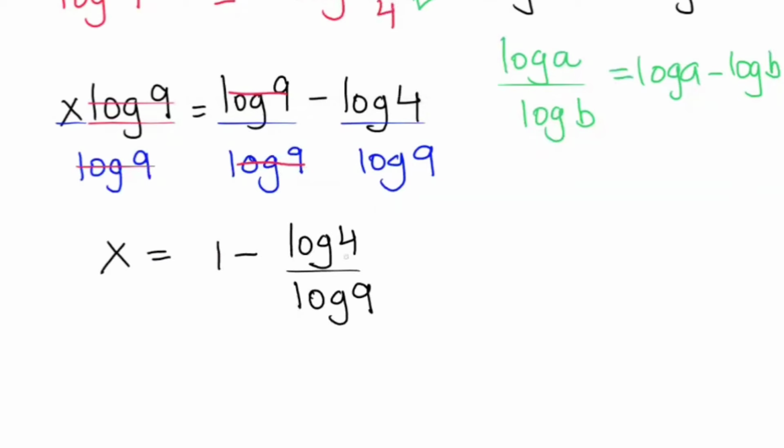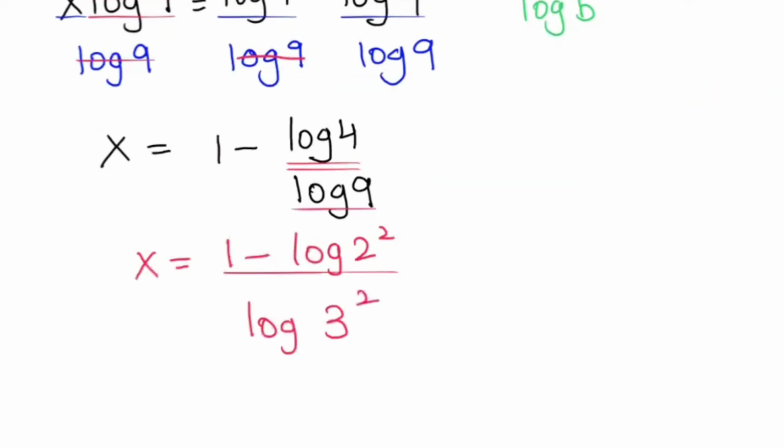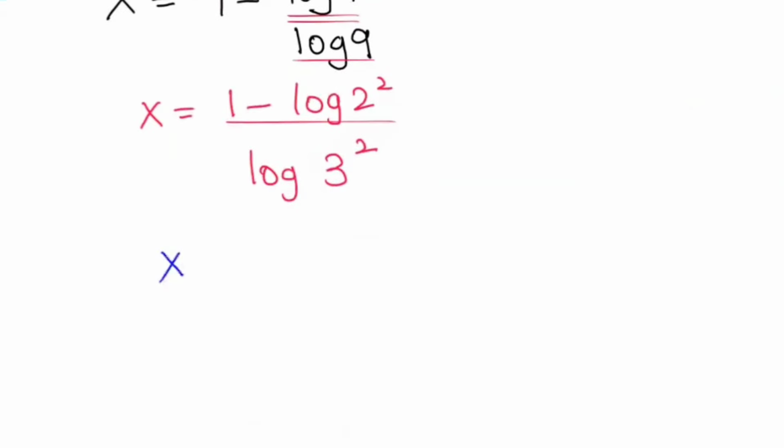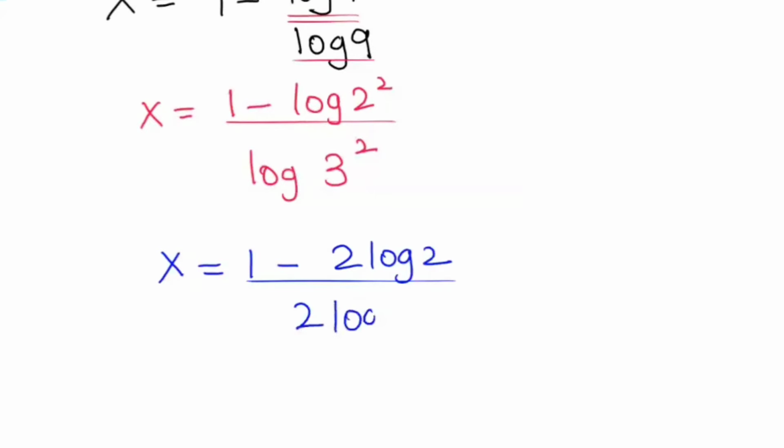Now, I'm going to write this 4 and 9 in the form of powers. So, x is equal to 1 minus log 2 to the power of 2 over log 3 to the power of 2. So this will turn to x is equal to 1 minus 2 log of 2 over 2 log of 3. Now here this 2 and this 2 get cancelled.